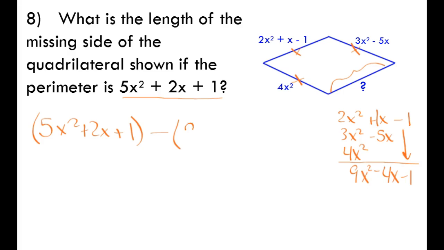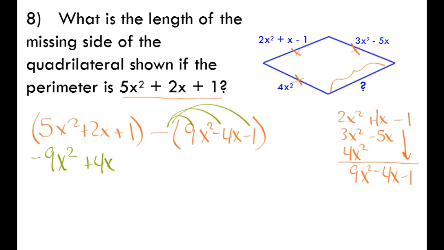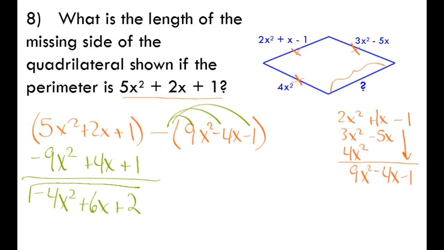So that's what I'm subtracting. I'm subtracting those three added together. Now I can do my distributing. Let me change colors. And I have a -9x squared under the 5x squared, plus 4x, and plus 1. So I get -4x squared plus 6x plus 2. And there you go. There's your final answer.